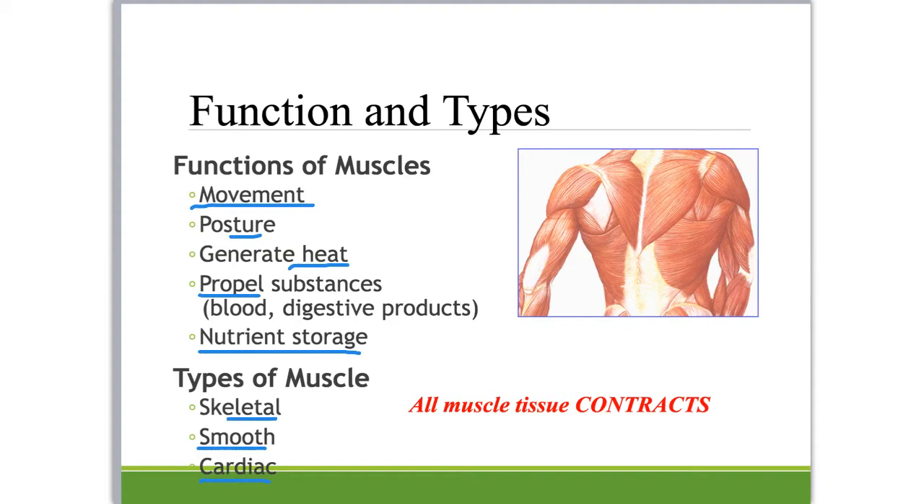Cardiac muscle is a little bit different than skeletal muscle or smooth muscle, but all muscle tissue contracts. That's its special power. The cells can get smaller, and as each individual cell gets smaller, the whole muscle gets smaller, and what that muscle is supposed to do can happen.